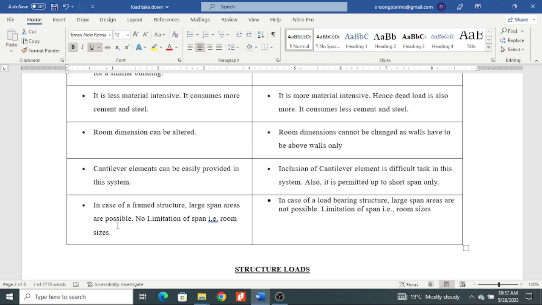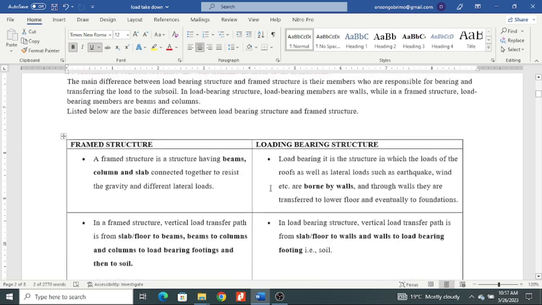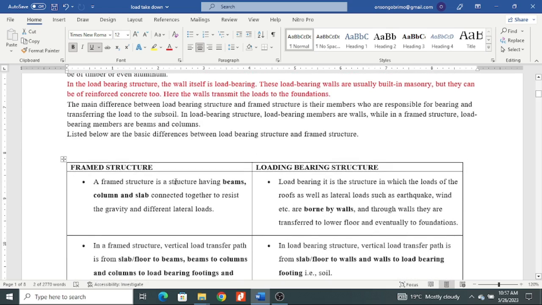What is required is just to follow the rules of construction and design. You do what is required from your code, and you're going to be home and dry. But in load bearing structures, you cannot do large spans of your rooms, because there are limitations of the loadings and the moments that your walls can carry. Therefore, I have explained about the difference between framed structures and load bearing structures.